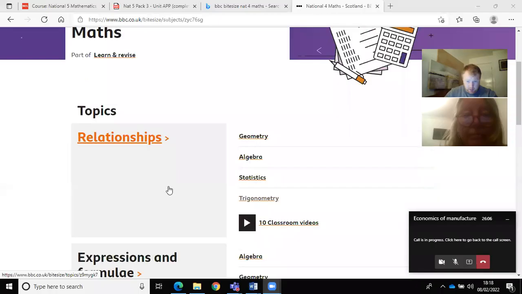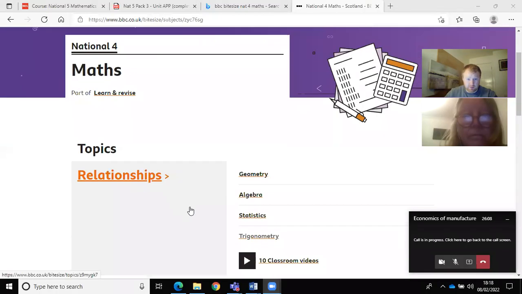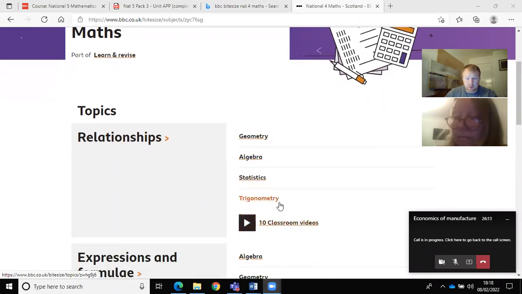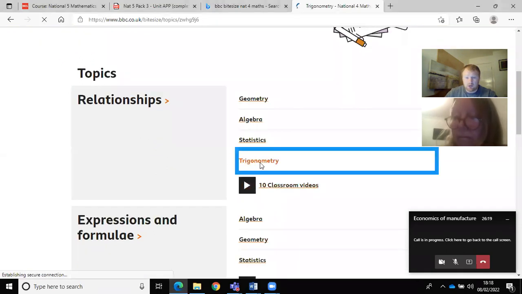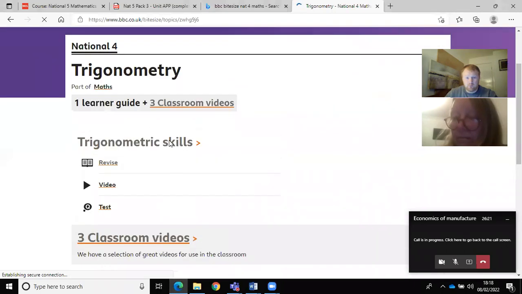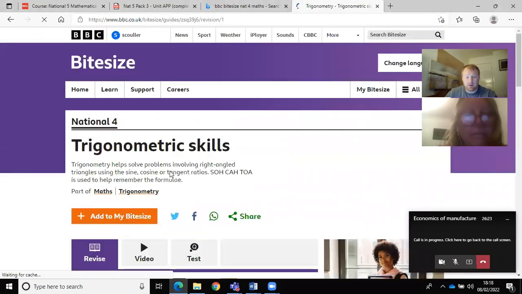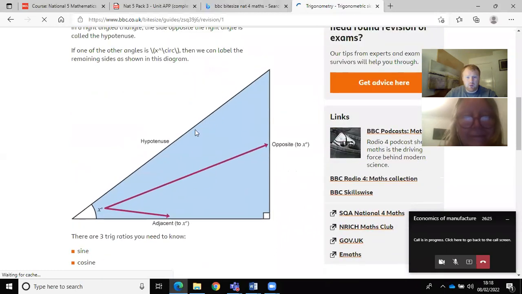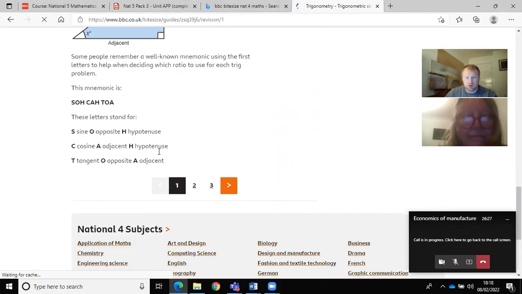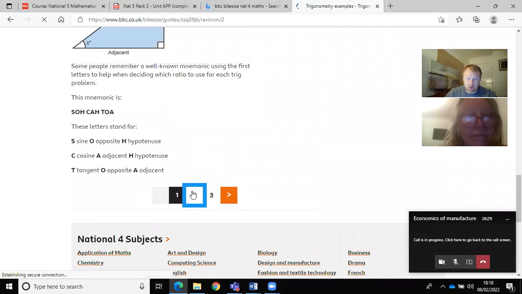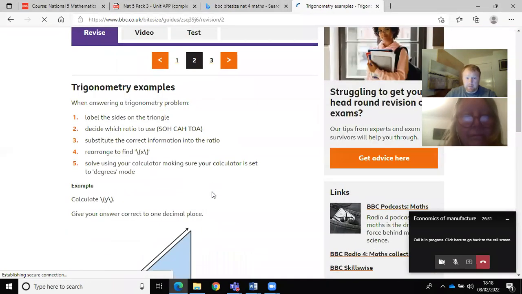In fact, there's BBC Bitesize. So that's just your Nat 4 math, BBC Bitesize. Where it says trigonometry, that will give you everything, all the background to what I'm doing tonight. So trigonometry in there, trigonometric skills, and it will walk you through all your different parts of the triangle. So if you're not too confident in that, that's absolutely fine.